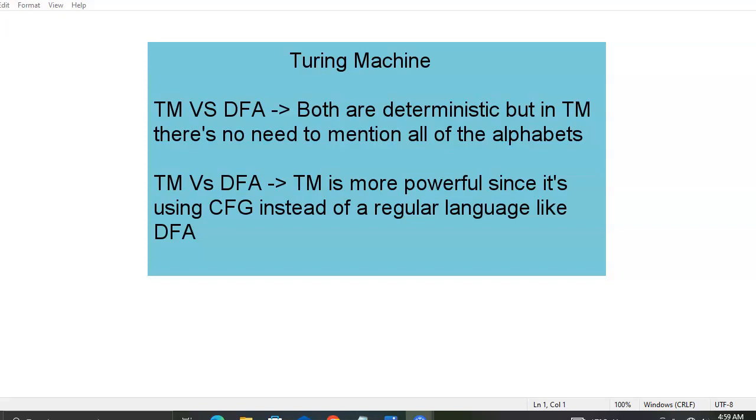Turing machine versus a DFA. Both are deterministic, but in a Turing machine there is no need to mention all of the input alphabets. Also, a Turing machine is more powerful since it uses context-free grammar instead of a regular grammar like a DFA. So let's start with an example of a Turing machine.